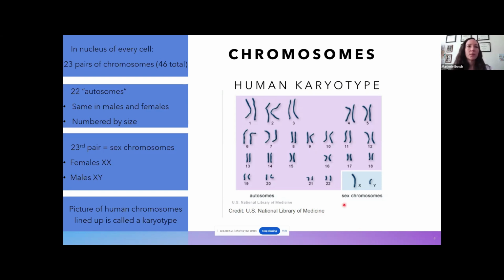22 of these chromosomes are called autosomes, okay? So that means they're the same in males and females, and they're numbered here by size. You can see number 1's big and number 22 is the smallest. The 23rd pair of chromosomes are what's called the sex chromosomes, so they're different in males and females. The females will have an X and an X, and a male will have an X and a Y. And this pretty picture of all the chromosomes lined up, this is called a karyotype, and it's one of the forms of genetic testing that I'll talk to you about in a few minutes.